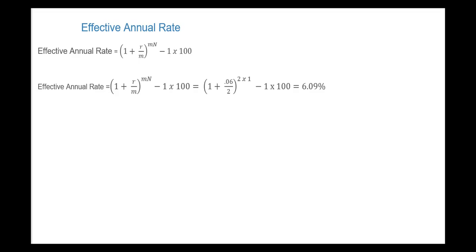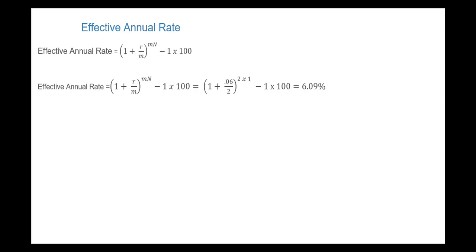On this slide, we're going to work through the effective annual rate using both the algebra and a tip you can use on the financial calculator. Again, the algebraic formula: effective annual rate equals 1 plus the interest rate divided by the periods per year, in this case semi-annual, so m equals 2, to the power of mn. M is the periods per year, 2, and n is the number of years, in this case 1. So 6% compounded semi-annually for 1 year.